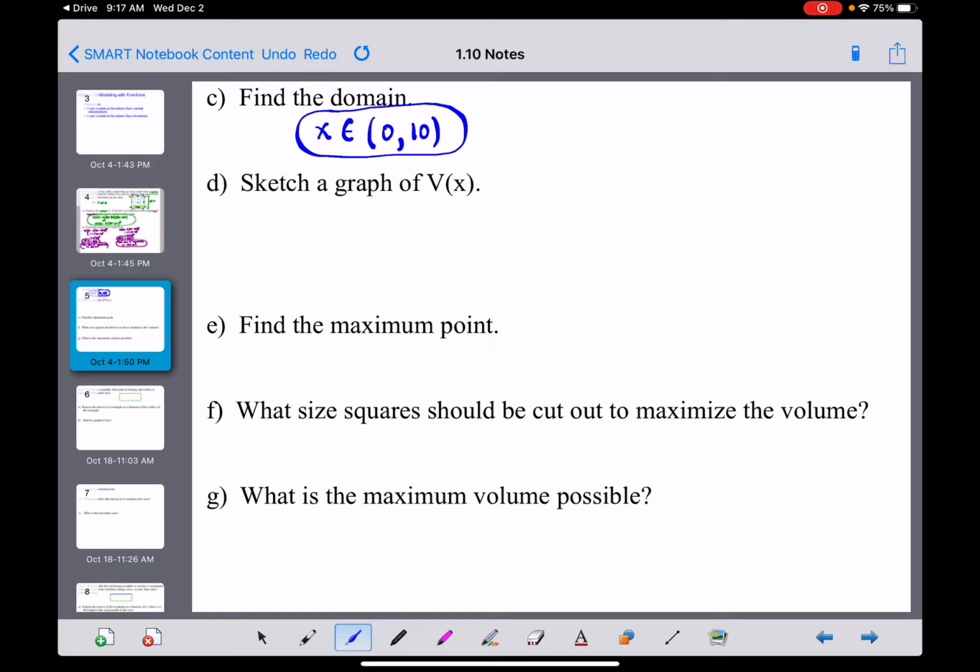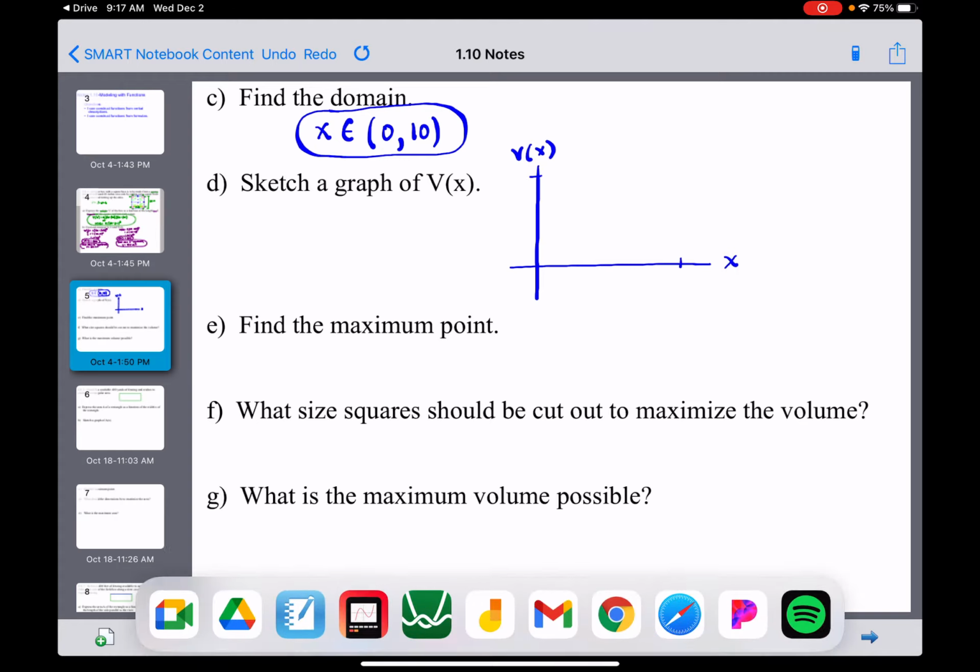Now, I'm going to show you how that shows up on the graph. So as we sketch this, the expectation for your sketch is we're going to put our x and y axis. So I'm going to put x, and then I'm going to put v of x. We don't have y, we're using v of x. And we're going to put kind of what our window is here. Okay, and I'm going to help you with that.